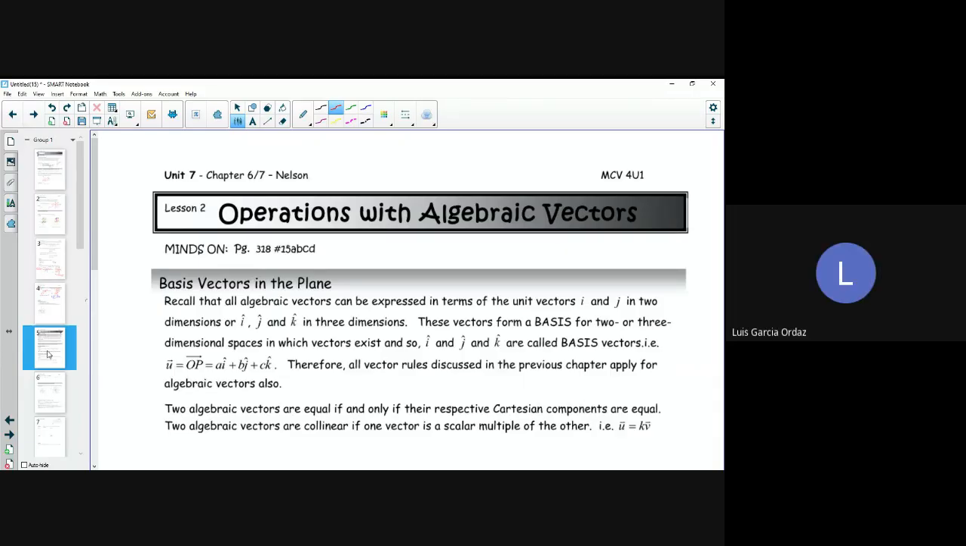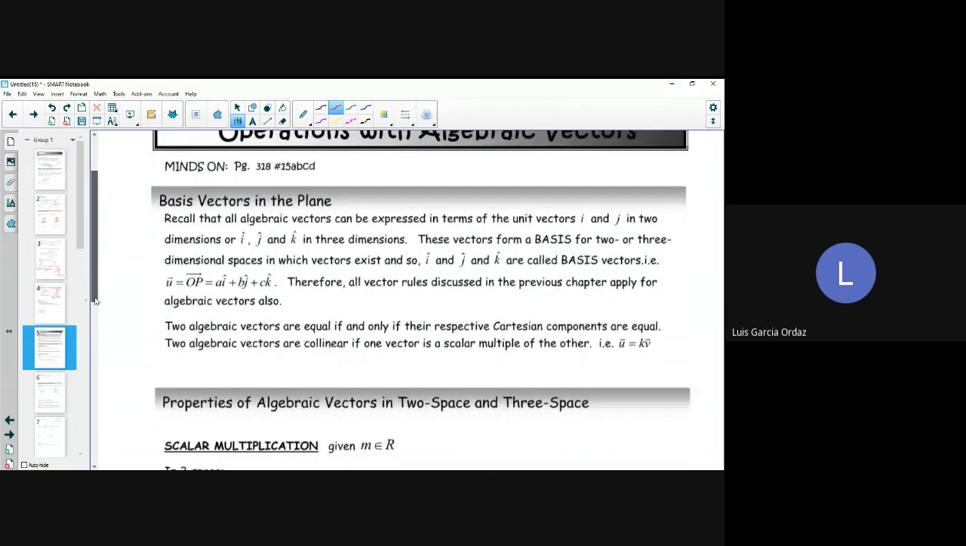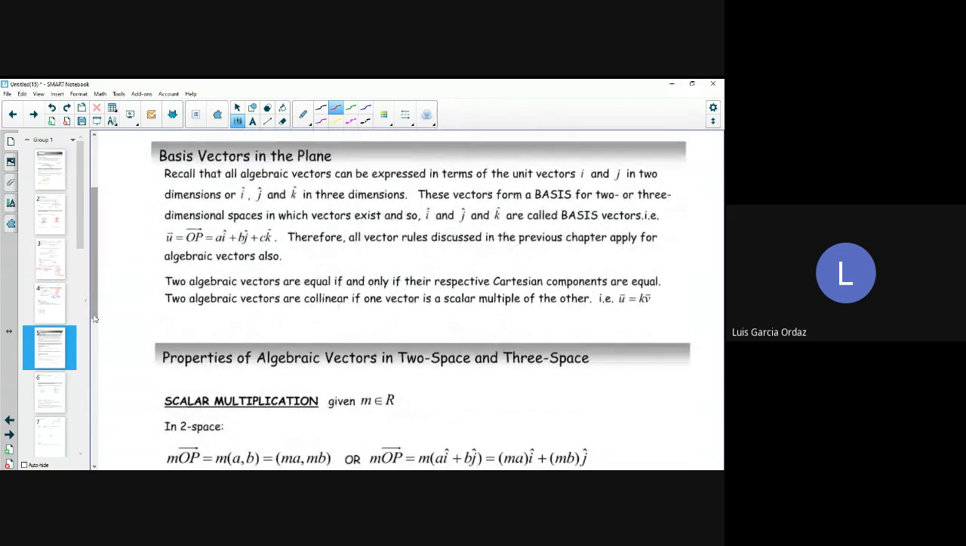So, basic vectors in a plane. Remember that vectors can be expressed in terms of unit vectors i, j in 2 dimensions and i, j, k in 3 dimensions. These vectors form a basis for the 2 or 3 dimensional spaces in which vectors exist. And so i, j, and k are called basic vectors.